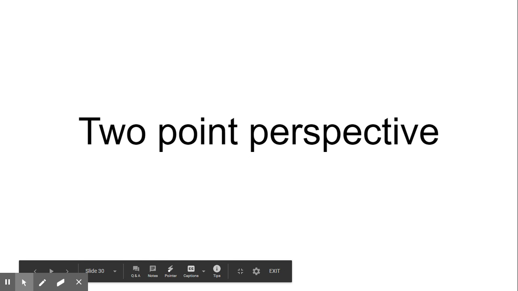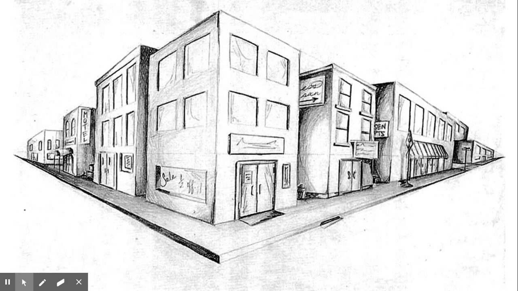Introduction to two-point perspective. Two-point perspective is very similar to one-point perspective, where you have a horizon line and a vanishing point, but in two-point perspective, you have two vanishing points. If we look at this drawing of the corner of a street block, our two vanishing points are where all the lines are directed towards. They are on the ends. You also have a central axis, so that would be this front corner.